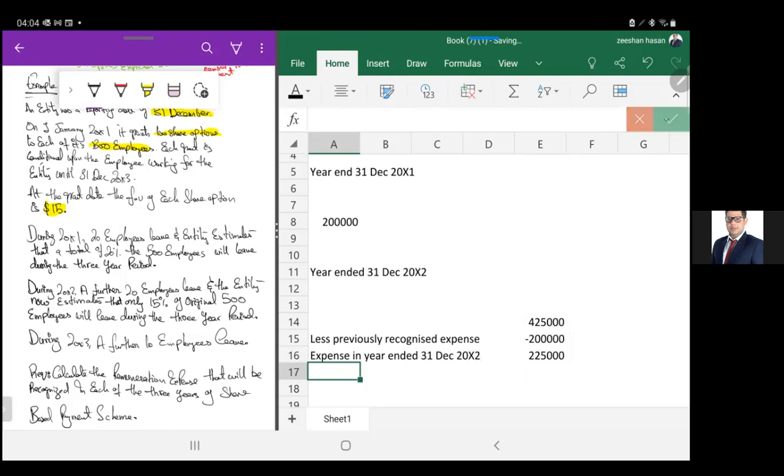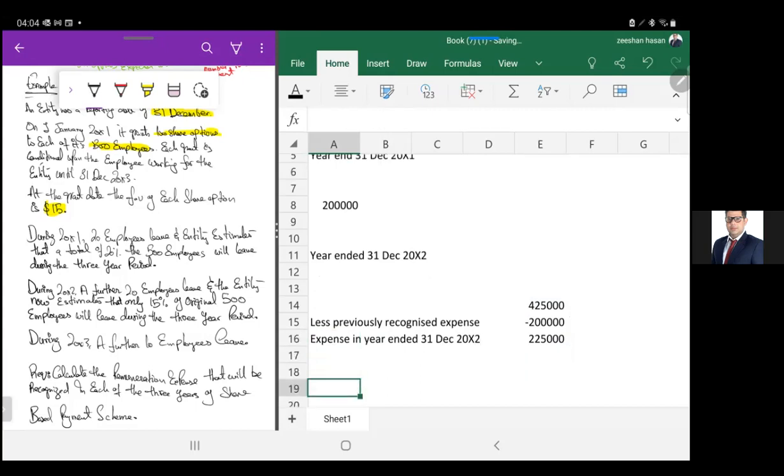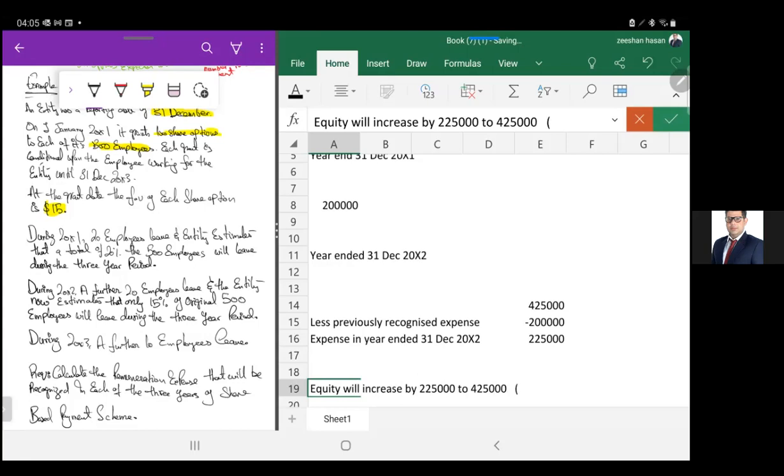Okay. In this case, equity will increase by 225,000 to 425,000. How? Let me write it for you as well. Equity will increase by 225,000 to 425,000. How? Let me show it to you as well. 200,000 plus 225,000.